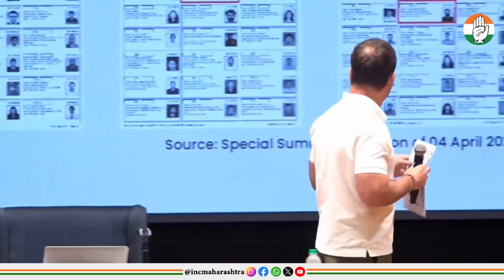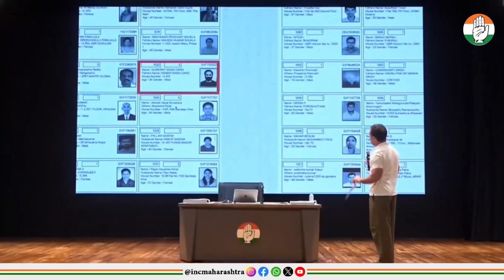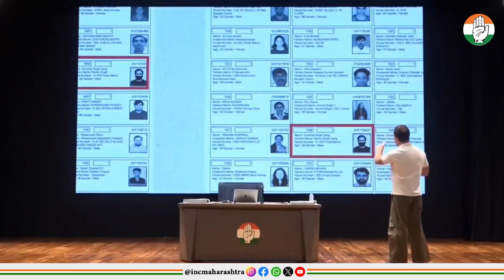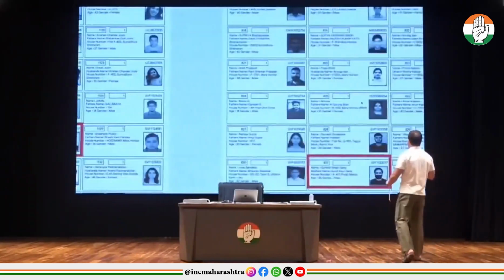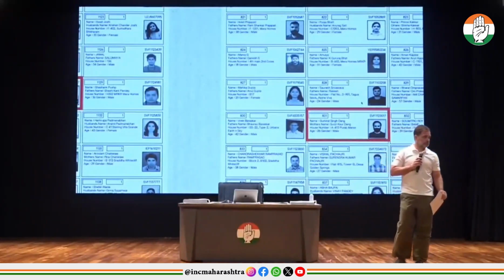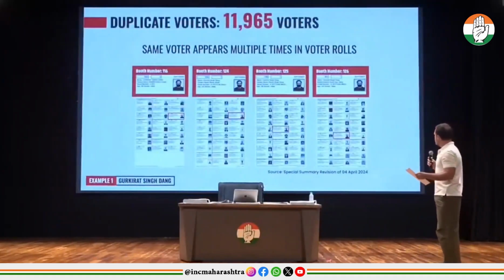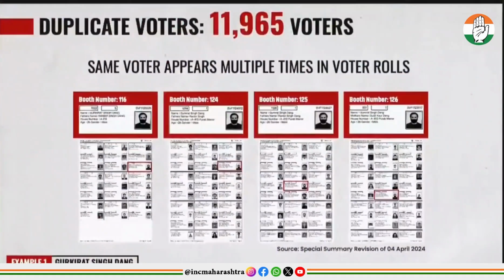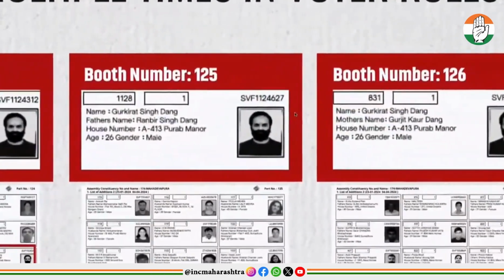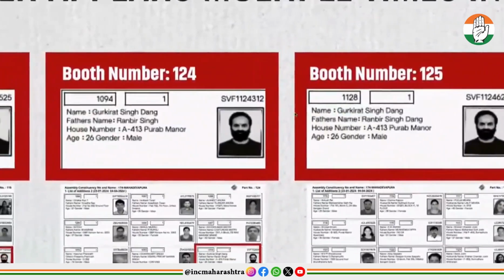Can you zoom in? Gurkirat Singh Dang appears once, twice, 3 times, 4 times, in 4 different polling booths in the constituency. He is the same name, the same address, the same person, 4 different polling booths. And this is not just one person, this is thousands of people in one assembly.